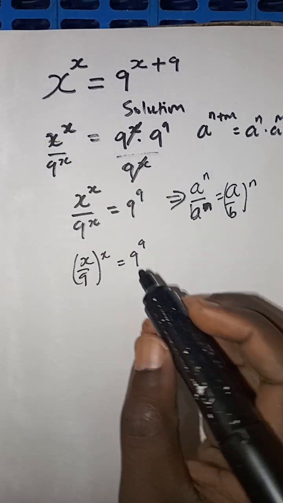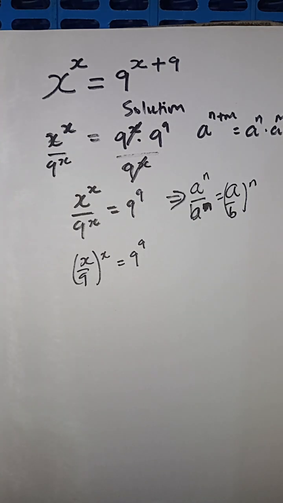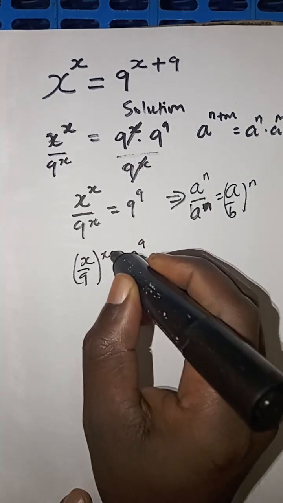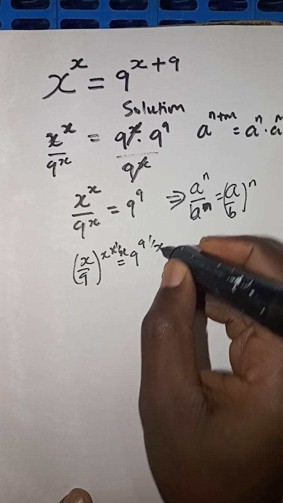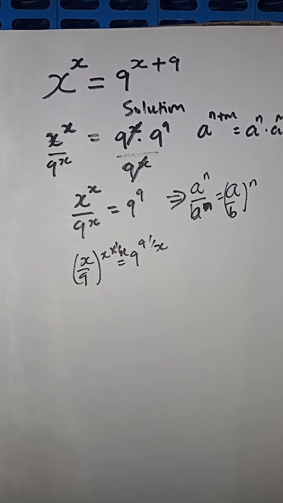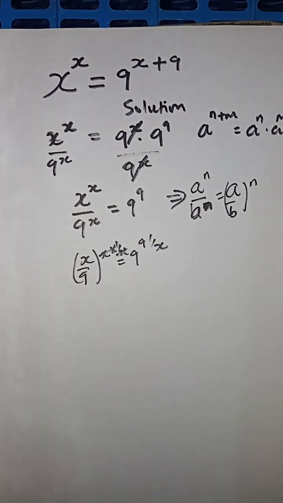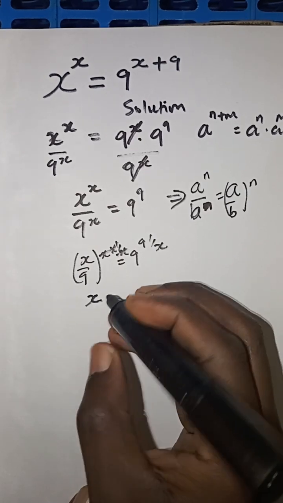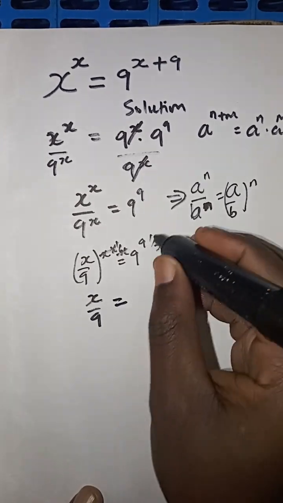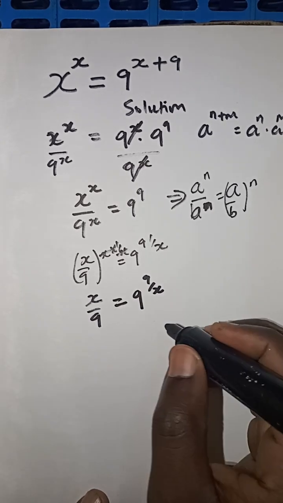So next step, I'm going to pre-multiply the powers by 1 over x on both sides, so that I end up with this and this cancels, and then I'm going to have x over 9 is equal to 9 raised to power 9 over x.